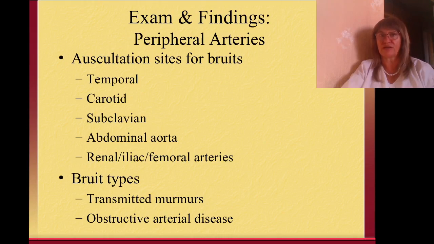Peripheral artery exam and findings. Auscultation sites for carotid, subclavian, abdominal aorta, renal, iliac and femoral arteries; bruit types, transmitted murmurs, obstructive arterial disease.